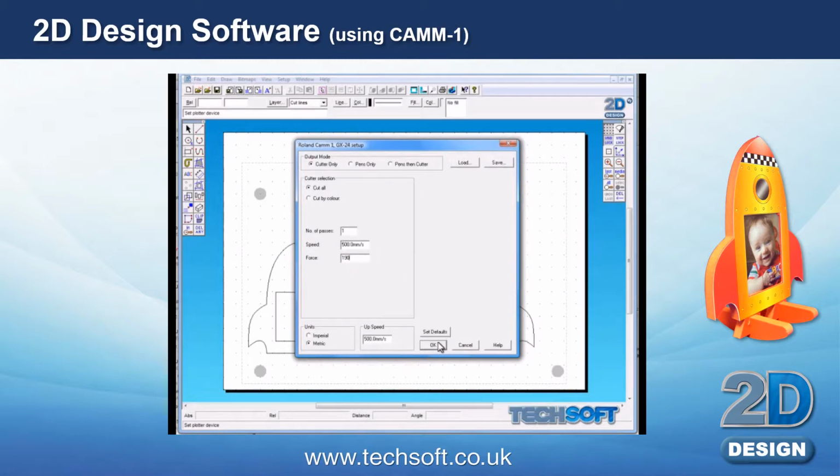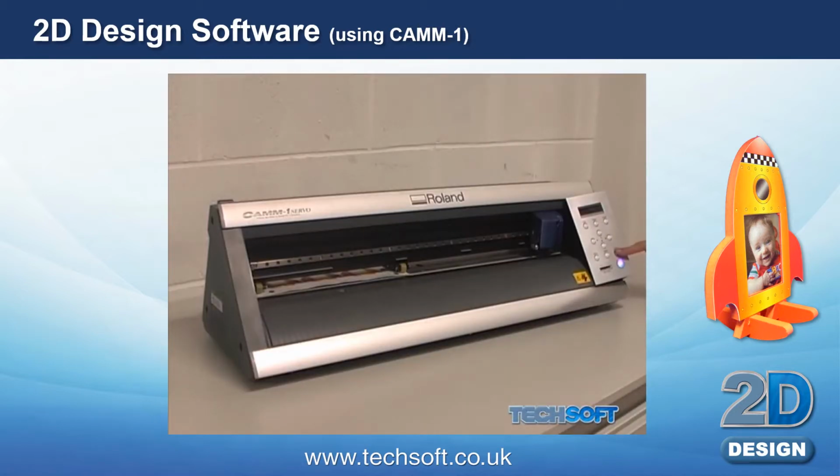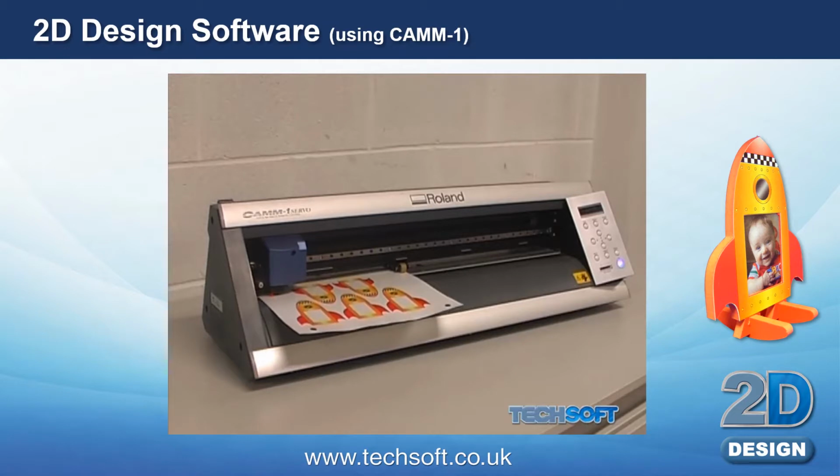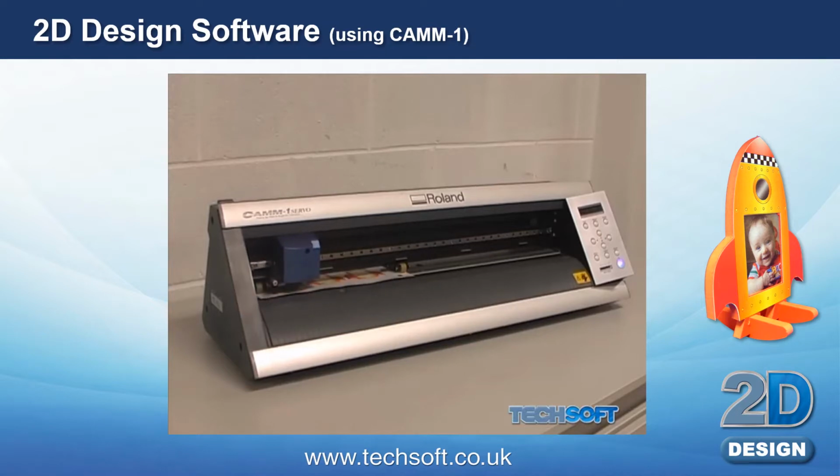We're going to change the force to 190 and OK. The machine will now look for the registration marks. You can just see the red light there. Once it's found this, it'll move to the next one. If you were to put the paper on a slight skew, it would still work. Once it's finished finding the registration marks, it will very quickly and efficiently cut out your design.